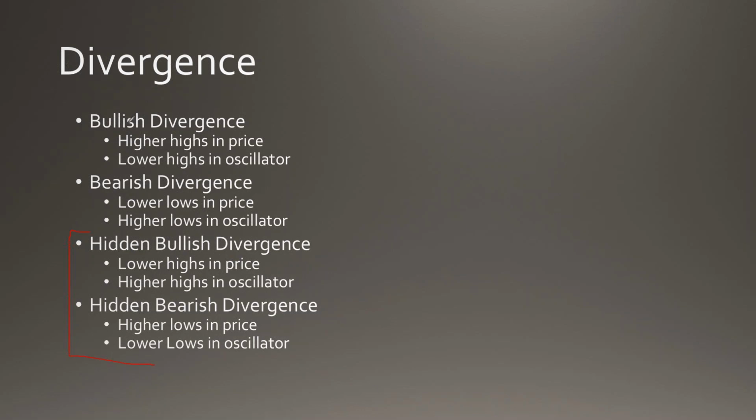Because now, if I draw the bullish one, let's go back to number one, and I'm going to change my pen color so it's a little bit brighter. You have higher highs in price, but lower highs in the oscillator. Notice the direction that these are going in. Price is going one direction, the oscillator is going in another direction. With bearish divergence, you have lower lows, but higher lows in the stochastics. Do you see how it's almost kind of like a sideways V?